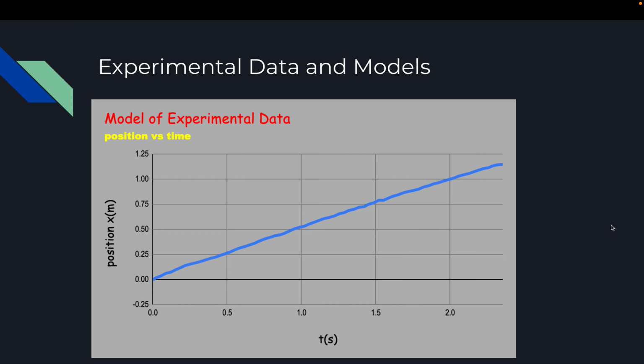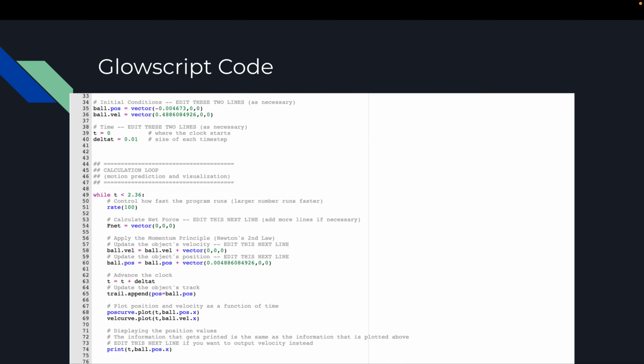After using Tracker, this was the model that we came up with for the experimental data. And this was the code that we used to make the final velocity values. As you can see, this is the velocity value and this is the initial position value. Obviously, the vector in this case would be 0 for F net because there's no force acting on it.